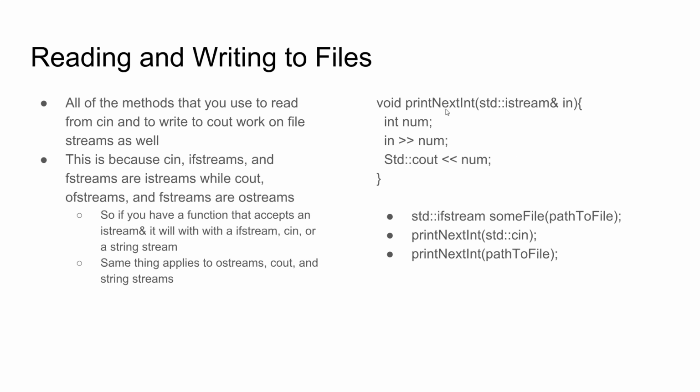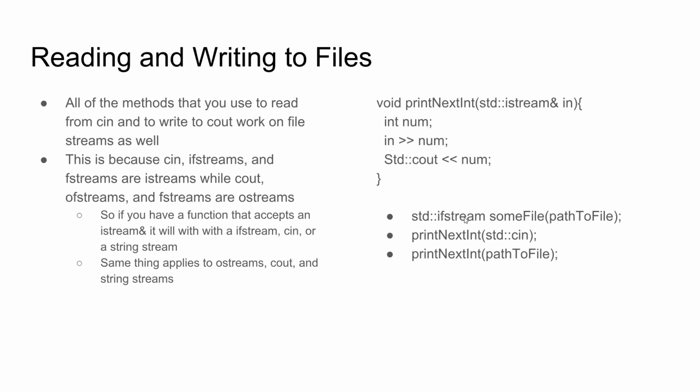So yeah, here would be something like print next int. Notice that this takes in an istream reference, which is the base class. So I could pass into this function either cin, or whatever stream I wanted to read from. I could pass in an ifstream, an fstream, a string stream, or cin. All would work on this one function, but you have to make sure that you pass in a reference. I attempt to read in an integer from this stream, and then I write it to standard out.